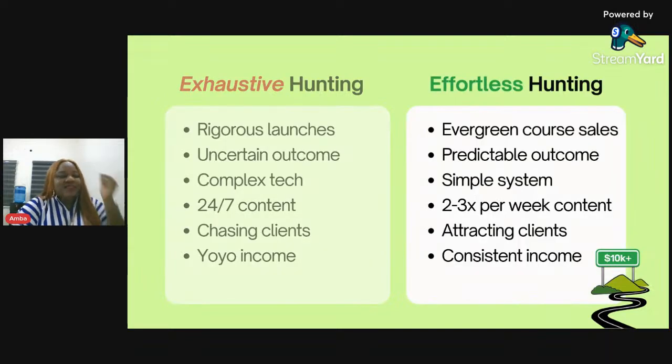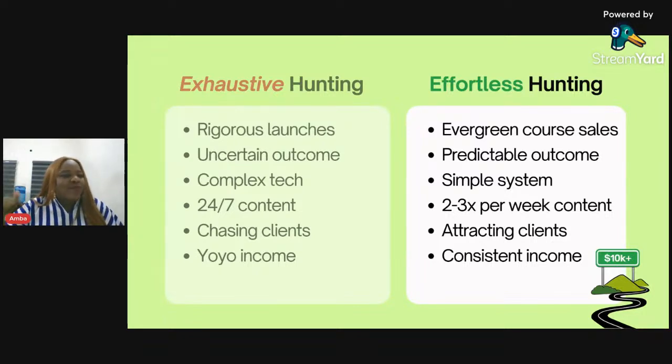What is the alternative? Effortless hunting. Evergreen course sales, where you're selling your course consistently. You're not having to wait for launches. You're not hoping and praying and wishing a client's breeze blows a client your way. You are talking about consistent 10K months or more. With Evergreen, you're selling your course round the clock. Every month, you're counting your numbers. These are the buyers that came in, and straight on, they're taking the course.